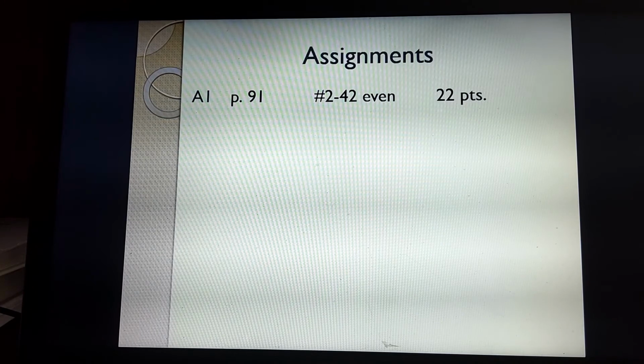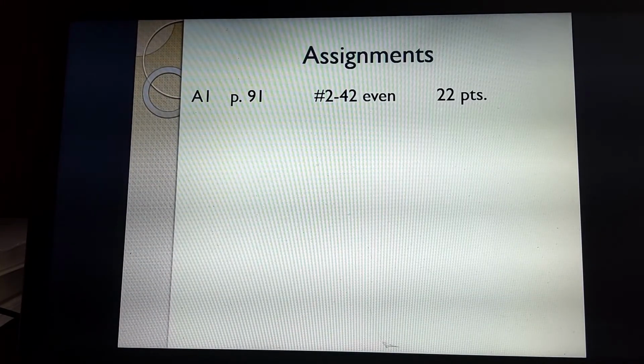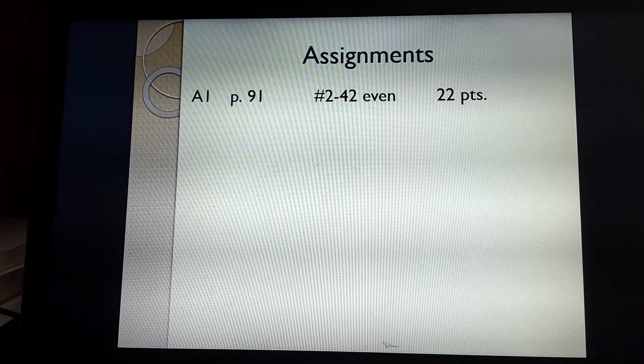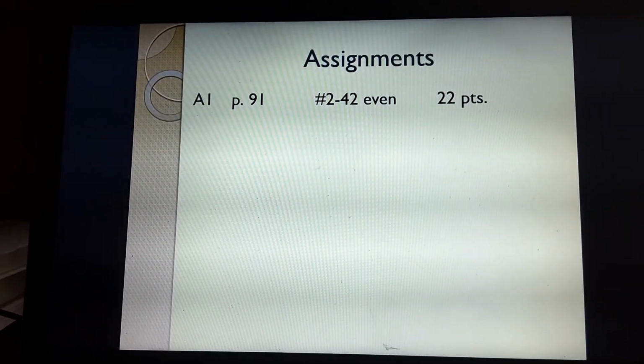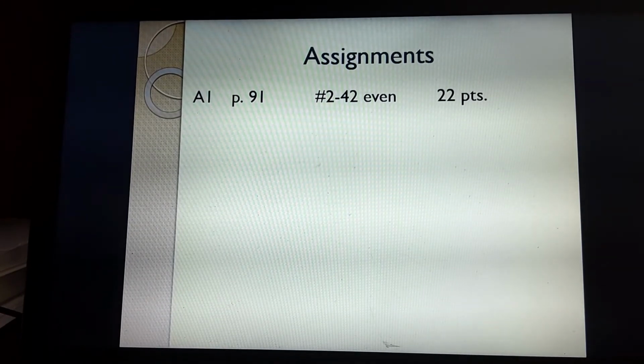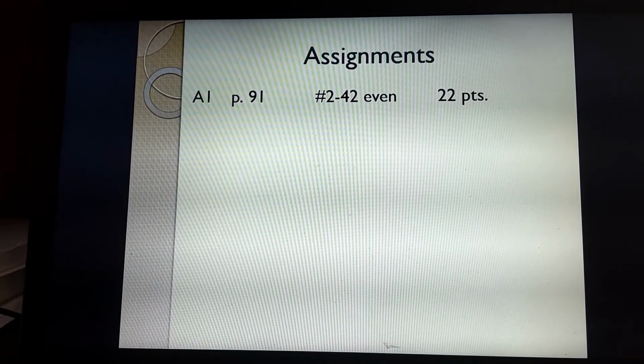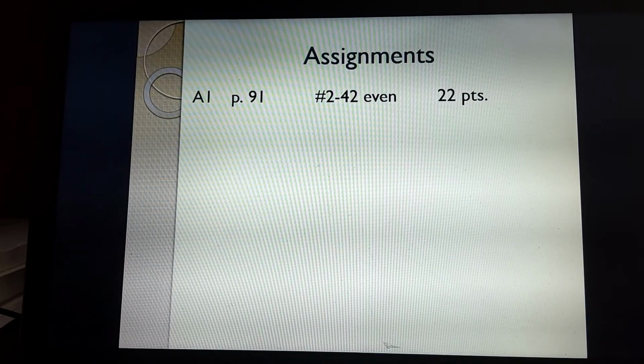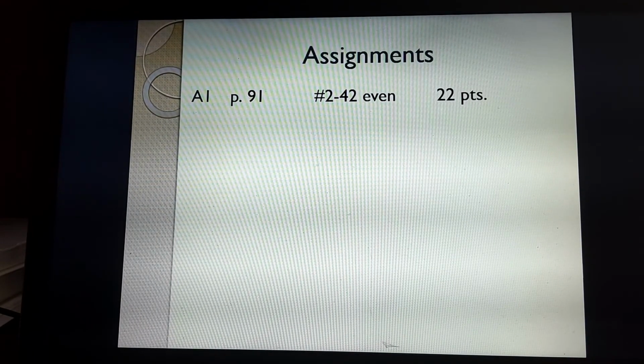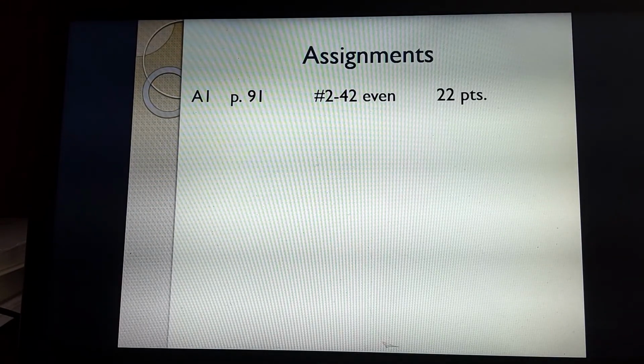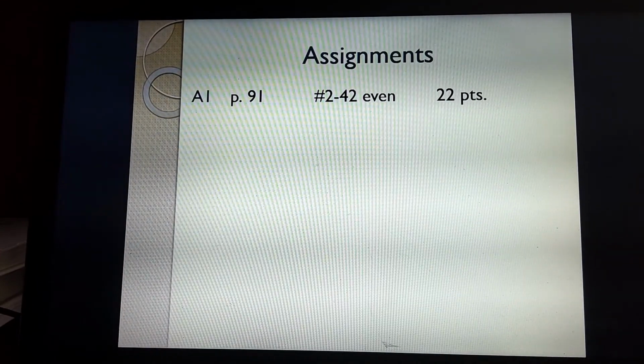After that, this is your assignment. You will be doing numbers 2 through 42 even. Notice it's just the evens. Do not do all the problems. You have until 8 p.m. tomorrow, March 31st, to get all this done. At that point, when you have turned it in, I will post the answers, and I'll post a video showing me actually solving them, so you can have that explanation.